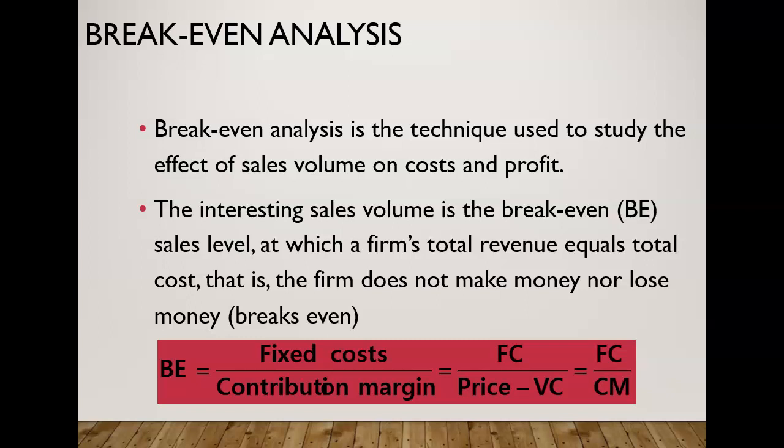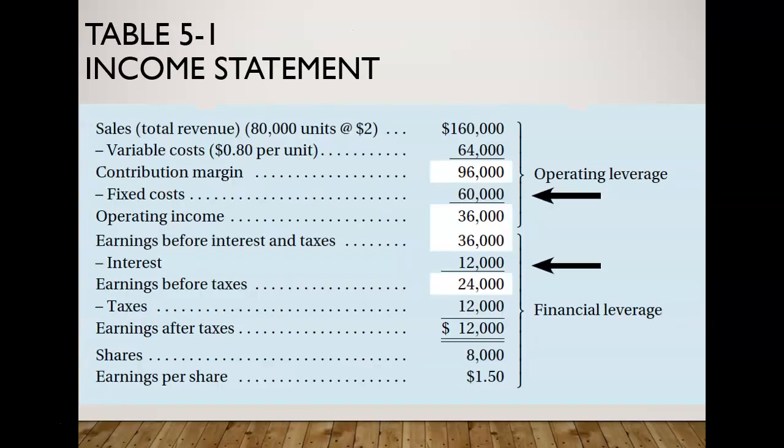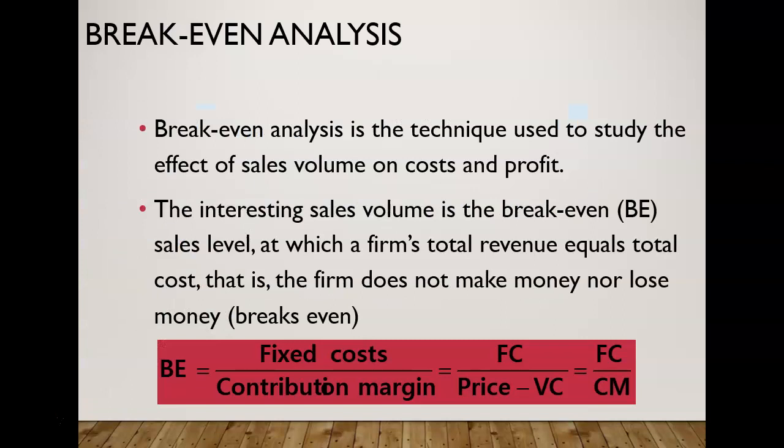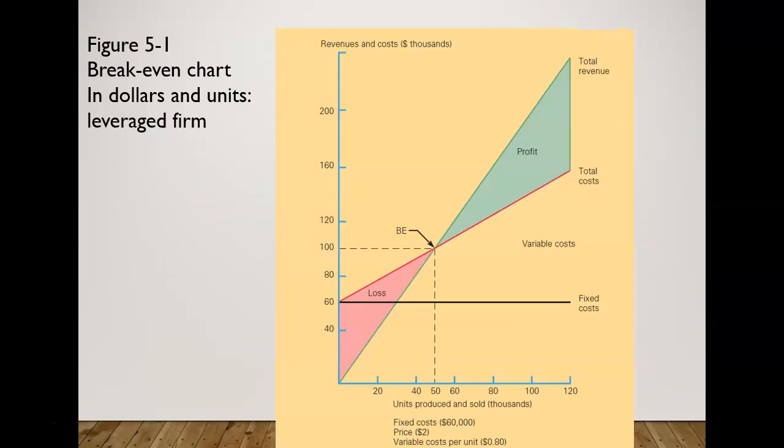Alright? And remember, in our calculations, we show you how we find contribution margin. So contribution margin, as you can see, in our third line here, is sales minus variable cost, which then gives us contribution margin. So therefore it can be written as fixed cost FC over price minus variable cost. And then it's also equal to fixed cost over contribution margin.